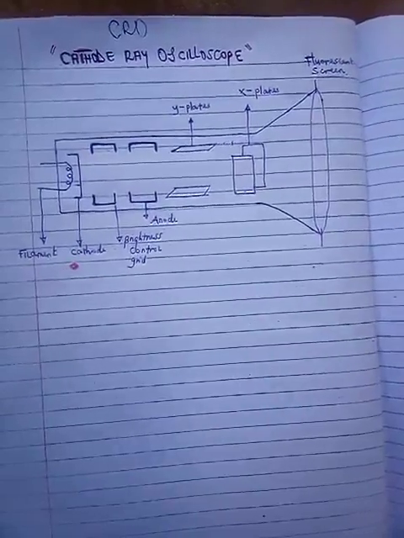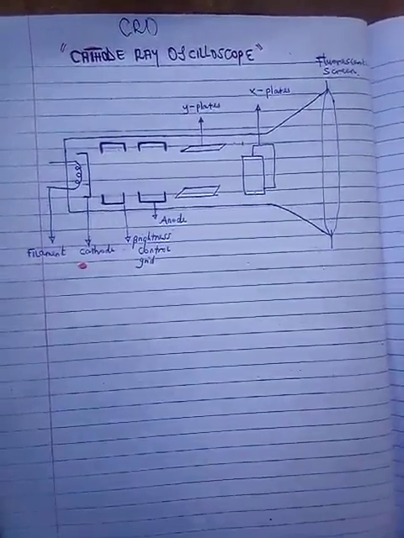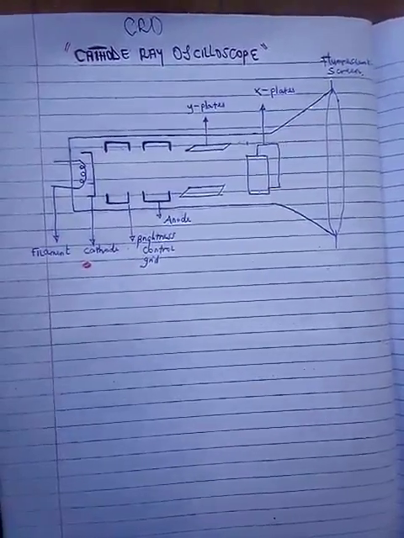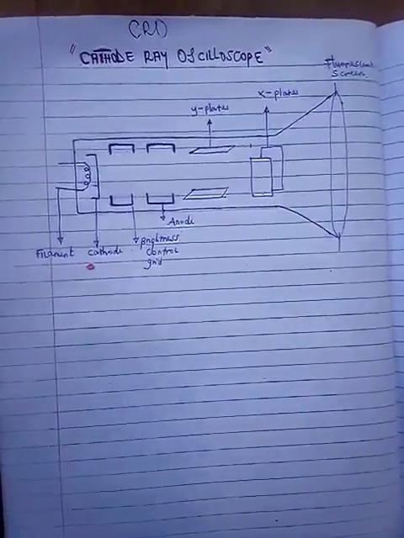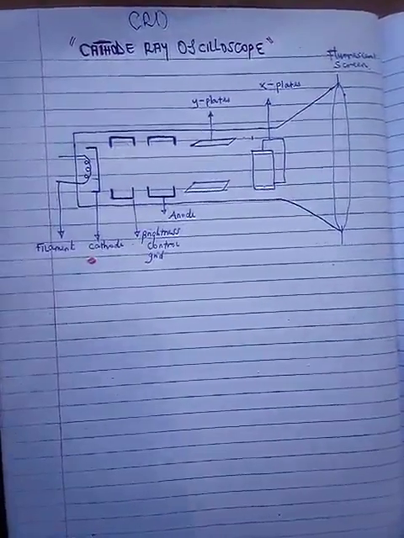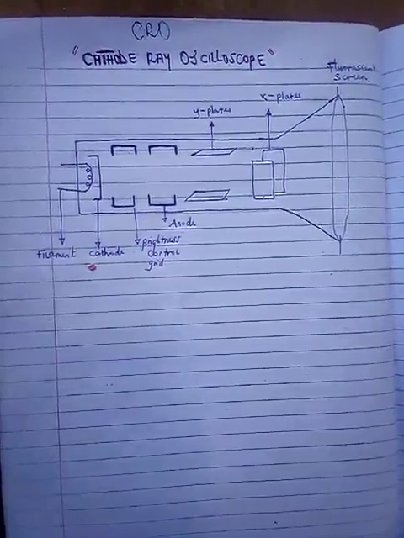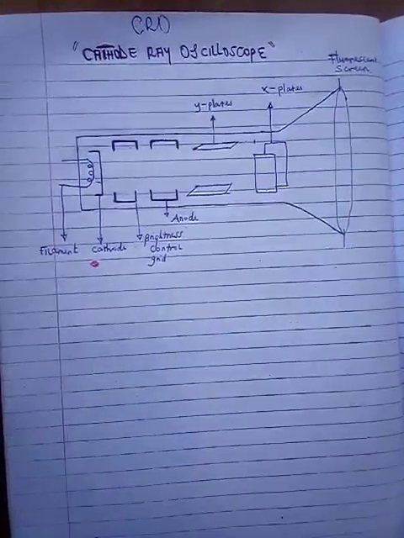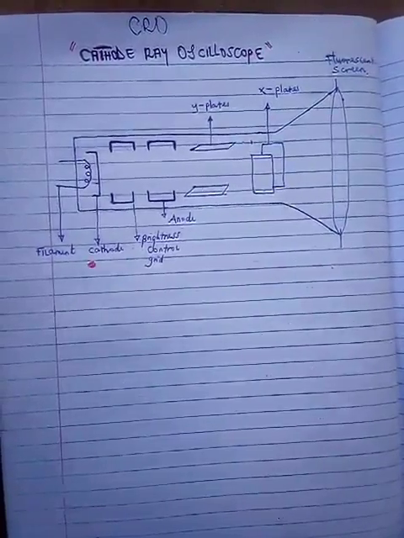So the first question that we are going to start asking ourselves is, what is this cathode ray oscilloscope? Does it have a definition? How can we define it? Well, by definition, the cathode ray oscilloscope is simply a device, an instrument that is used to study voltage and current waveforms of electric and electronic circuits.